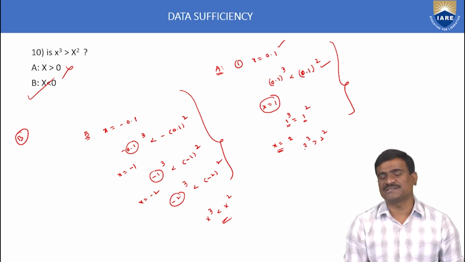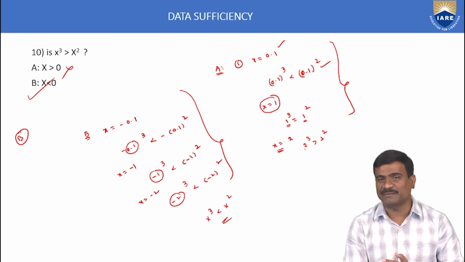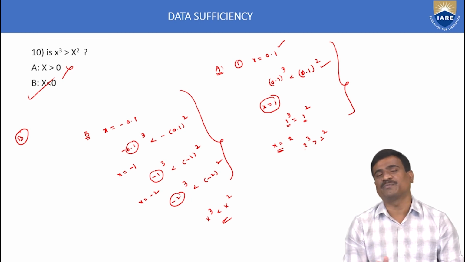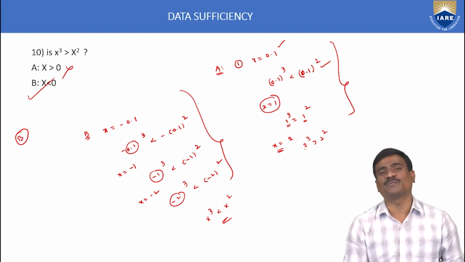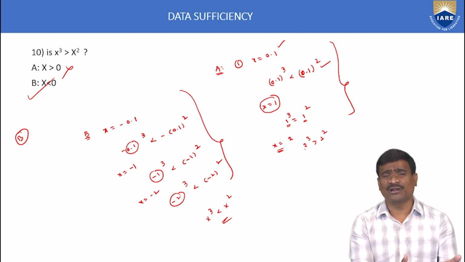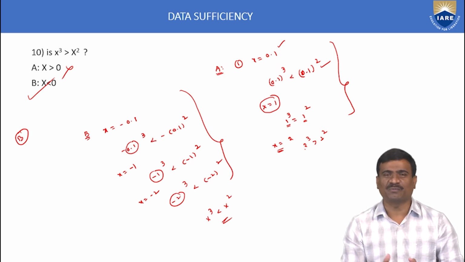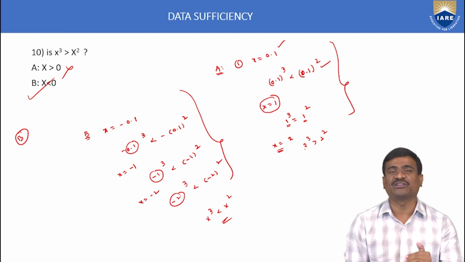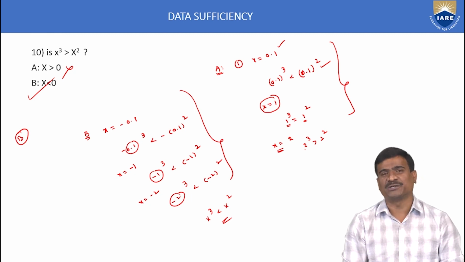Here 5 options are given. The first one is A alone, second is B alone, third is A and B statements together, and next is either of the statements, and the last is that it cannot be determined. The option neither of the statements also belongs to option D. Option D, neither of the statements, is also correct information for option D. This is about data sufficiency.